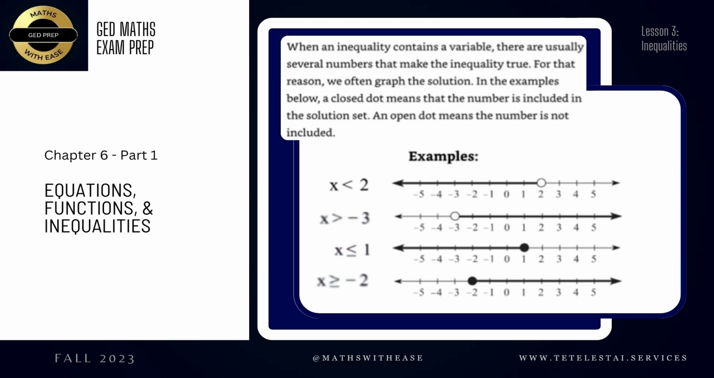For x ≥ -2, we identify -2 on our number line, and we identify -2 using a closed circle because -2 will be included in the set. So any number starting at and including -2 and moving up the number line into infinity is represented by this inequality: x is greater than or equal to -2.